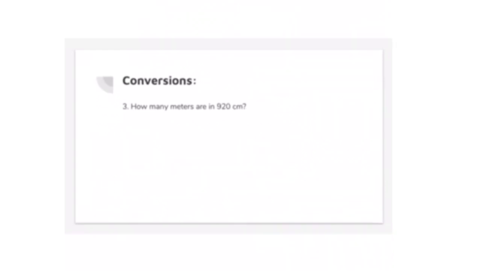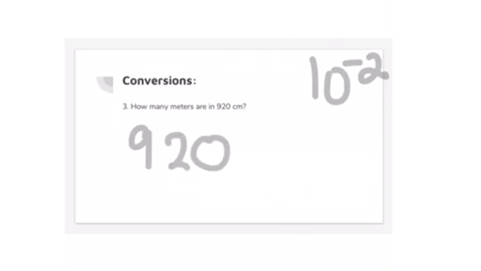Alright, here's another one. How many meters are 920 centimeters? 10 to the negative 2. So 920, since it's negative, we're going to be moving to the left 2 times. Here's the decimal. 1, 2. 9.2 meters.